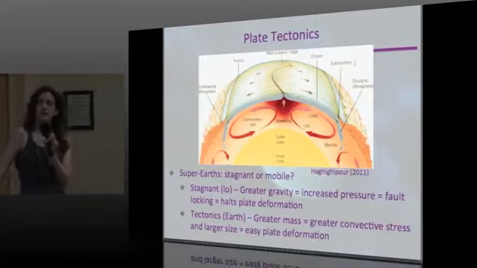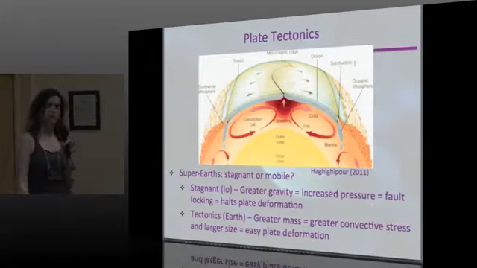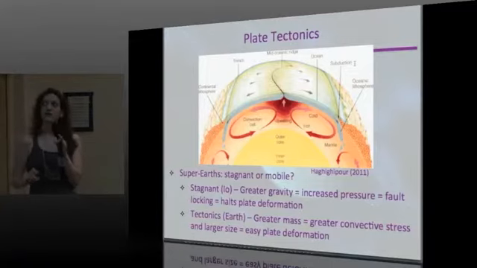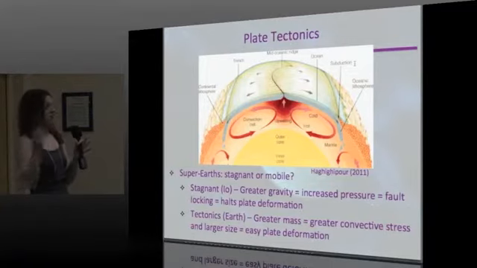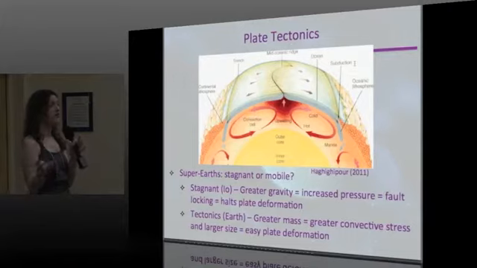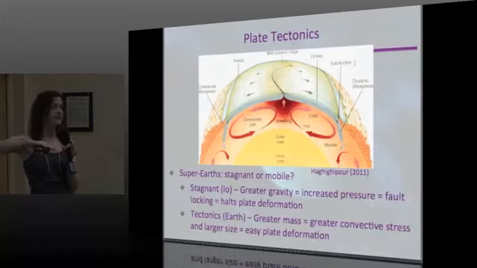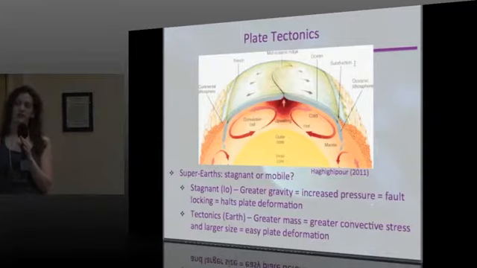Very briefly, plate tectonics, for anyone who's unfamiliar. I know Jess is doing the geo talk tomorrow, so I'm not going to spend a lot of time on this. There are 2 main ways to transport heat, and we have to transport heat in an exoplanet: conduction and convection. Rock is a really poor conductor, so we're not going to work with conduction. There are 2 main ways of having convective cycles in a planet: either stagnant lid, or actual plate tectonics like on Earth.